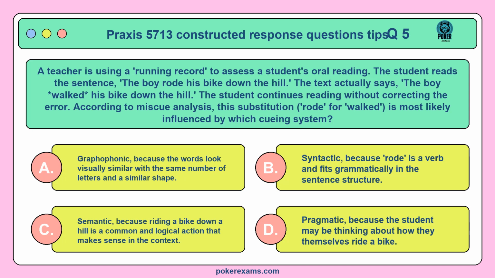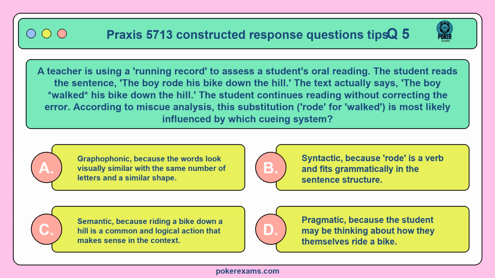Question 5. A teacher is using a running record to assess a student's oral reading. The student reads the sentence, "The boy rode his bike down the hill." The text actually says, "The boy walked his bike down the hill." The student continues reading without correcting the error. According to miscue analysis, this substitution, rode for walked, is most likely influenced by which cueing system?